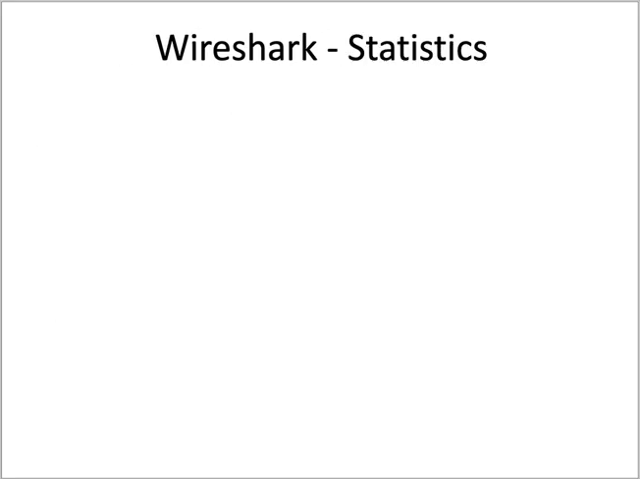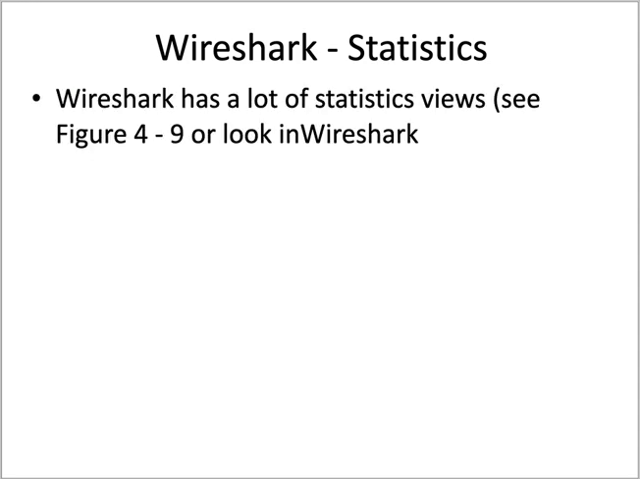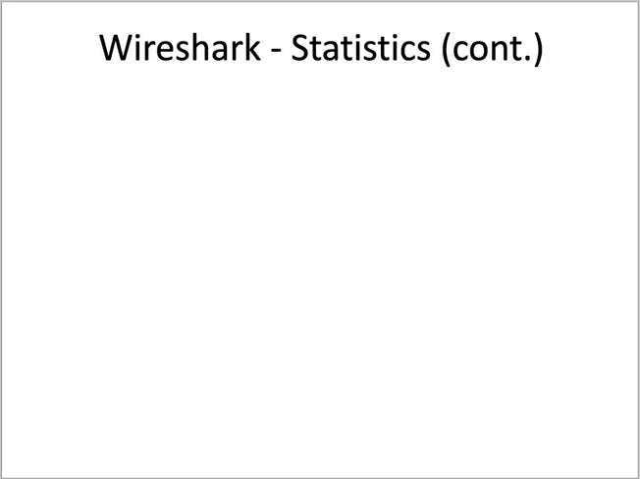Now, the book talks about Wireshark statistics, which is sometimes useful when you're investigating a network. There are a lot of statistics views you can get. I think there's like 12 to 20. But if you look at figure 4.9 or look in Wireshark, you will see those statistics.